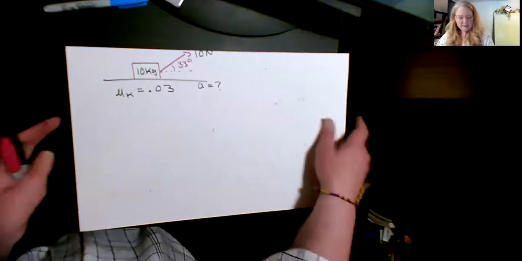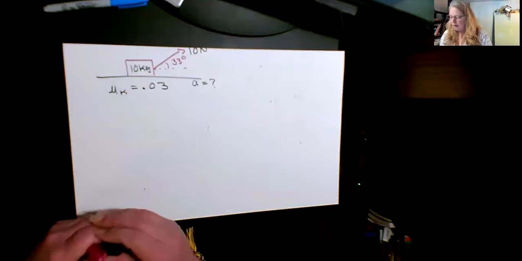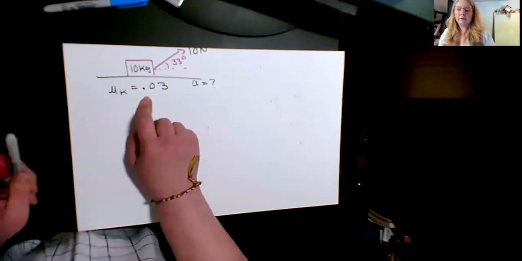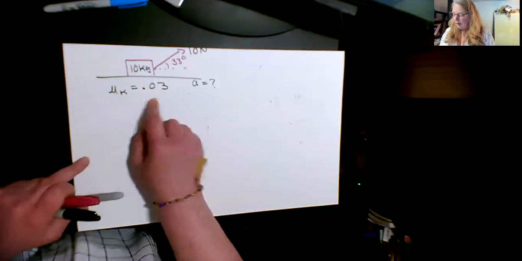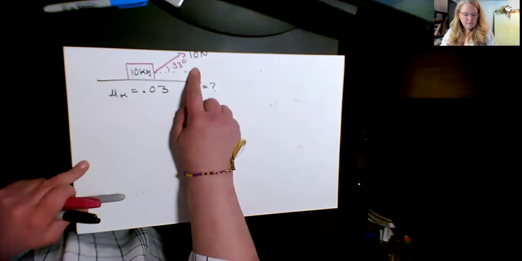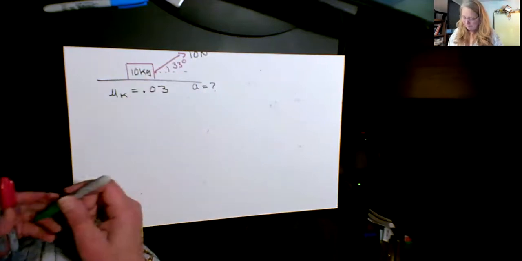Okay, only two more examples. This is example 2, 4-2. In this one, I have a coefficient of friction for kinetic, so it's moving. And I want to know the acceleration. I know the applied force is this 10 newtons. It is 10 newtons, yes. And the mass of the box is 10 kilograms.